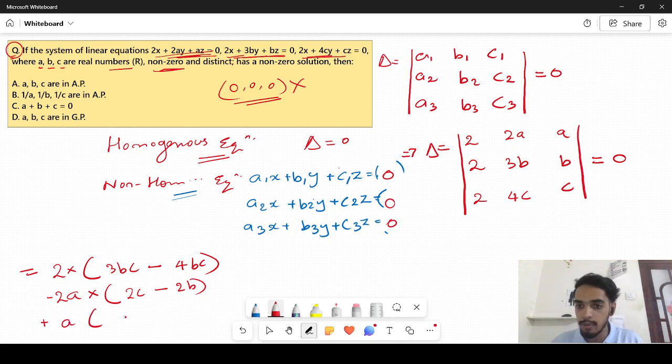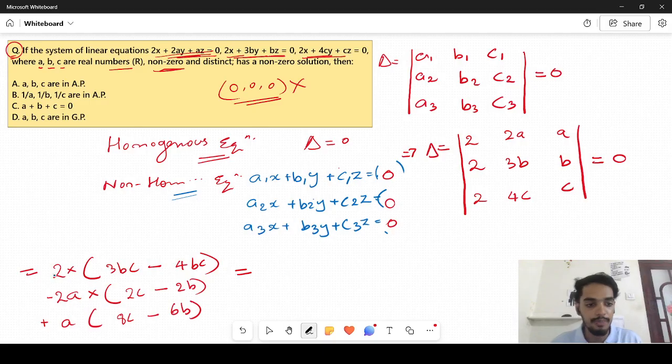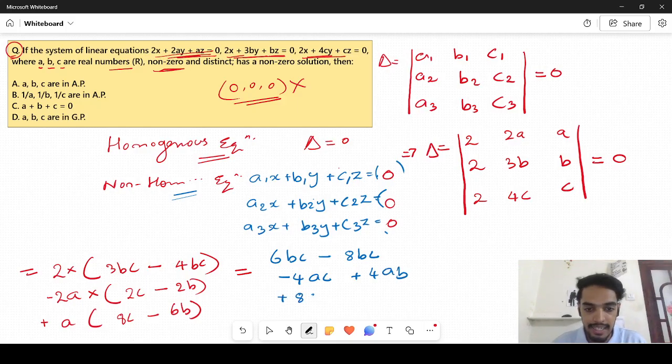And the third one will be positive, right? A into, what will be there? 4c into 2, so 8c, minus 3b into 2, it will be 6b. Clear? Now, can you please solve this? What will be the answer? So 2 into 3 will be 6BC minus 8BC, then minus 4AC plus 4AB, then plus 8AC minus 6AB.